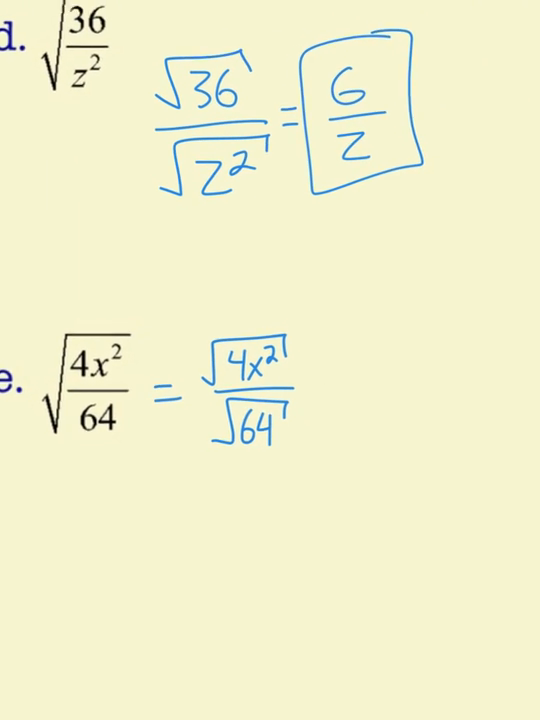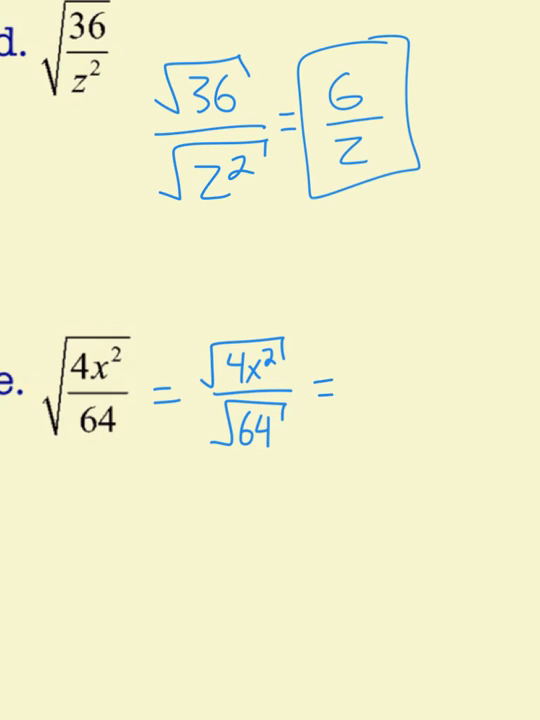The square root of 4x squared, we have to think of both the square root of 4 and the square root of x squared. So that's going to be 2x, and then the square root of 64 is 8. Now we want the fraction in its simplest form. So 2 over 8, both of those numbers are even. I know I can simplify that fraction one more step so that I have 1x, or just x, over 4.